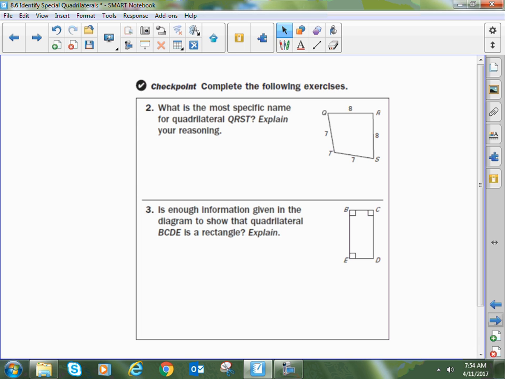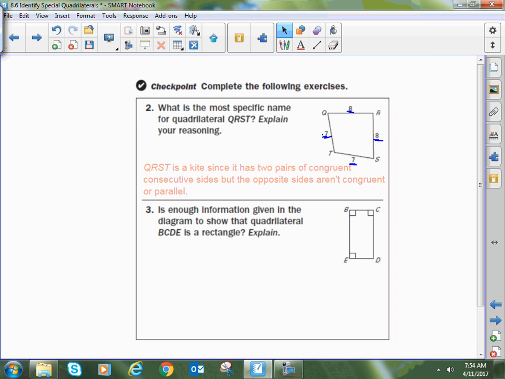Alright, so what do we have? What is the most specific name of this particular quadrilateral? Well, looking at problem number 2, I have a 7 here and a 7 here, I have an 8 here and I have an 8 here. So the sides opposite of each other are definitely not the same, but I do have two pairs of congruent sides. So to me, that says that this is going to be a kite.